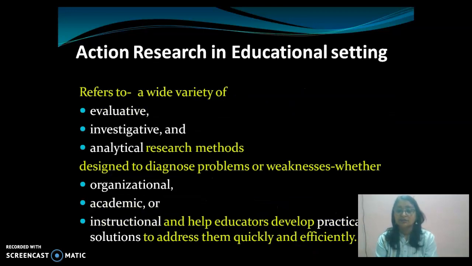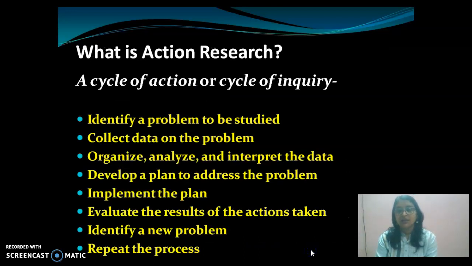Then comes the action research in educational setting. As we are in education, we refer to the educational setting. It's a wide variety: evaluating, investigating, analyzing organizational problems, academic problems, instructional problems, and different kinds of practical problems, and finding out their solution is the action research.